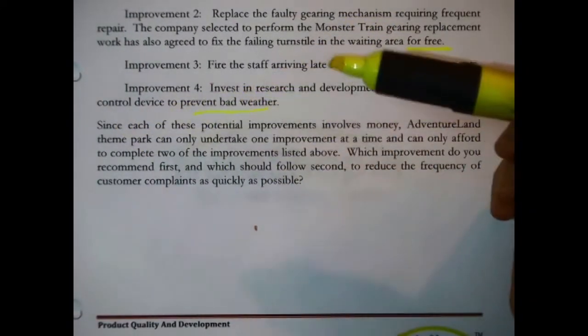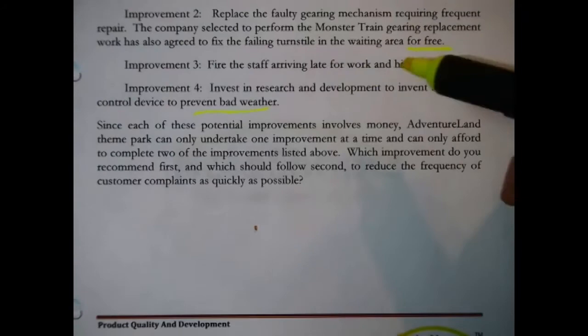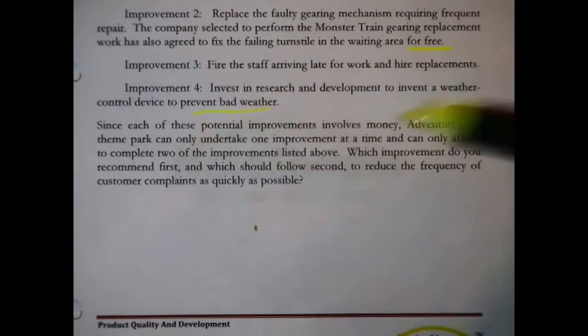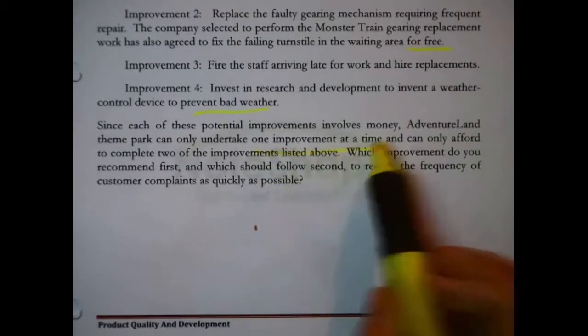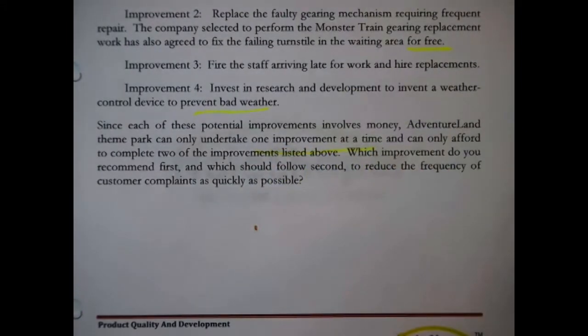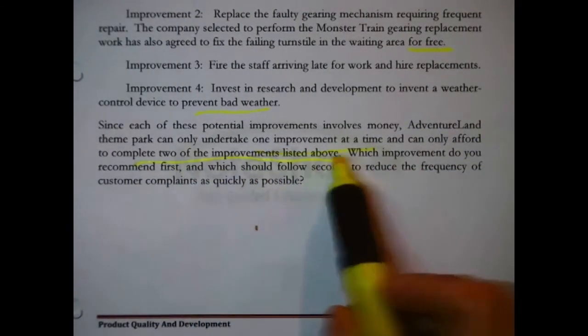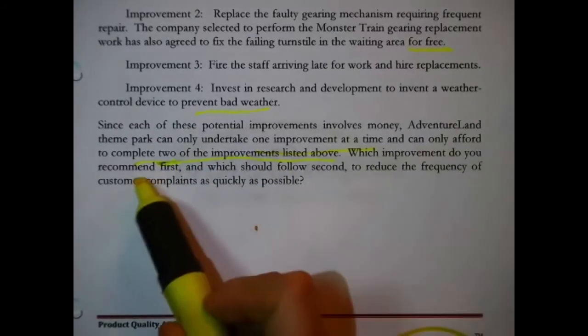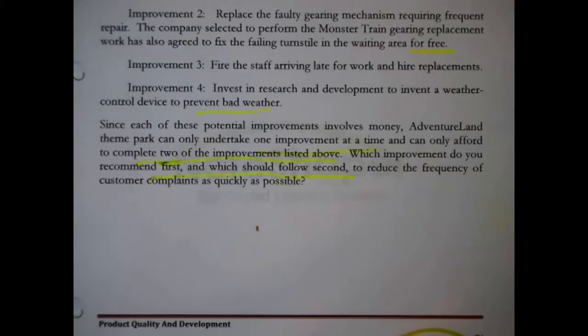Since each of these potential improvements involves money, Adventureland theme park can only undertake one improvement at a time, and can only afford to complete 2 of the improvements listed above. Which improvement do you recommend first, and then which should follow second to reduce the frequency of customer complaints as quickly as possible?